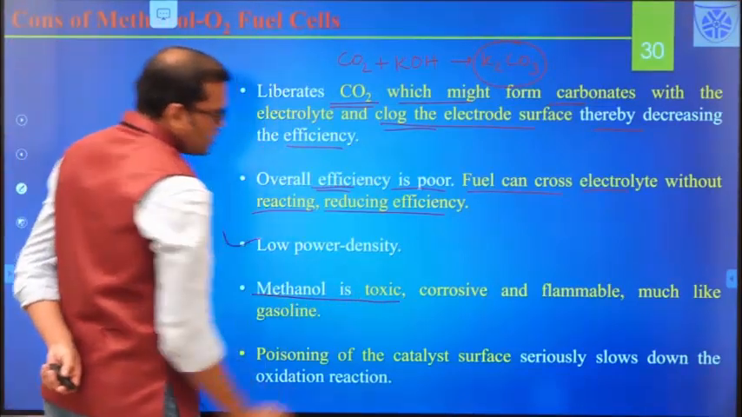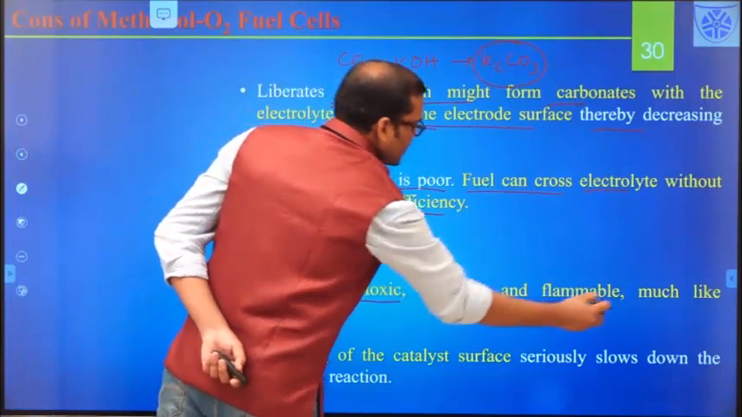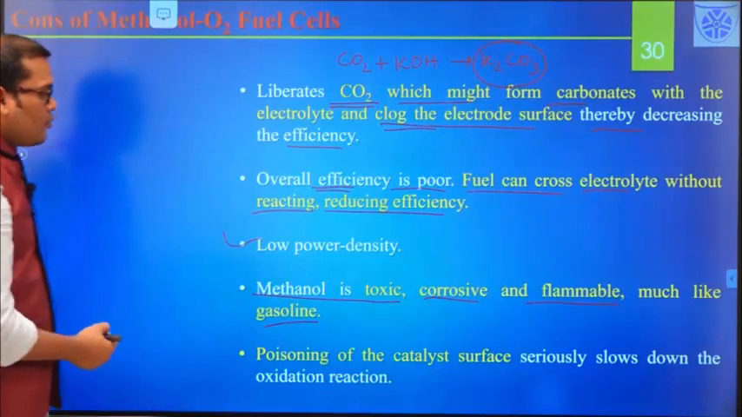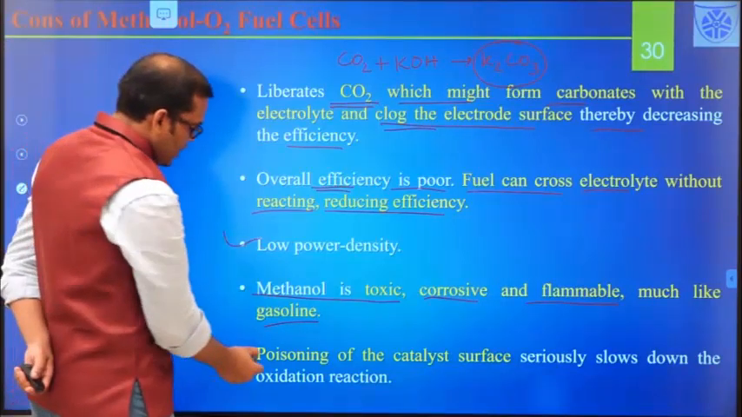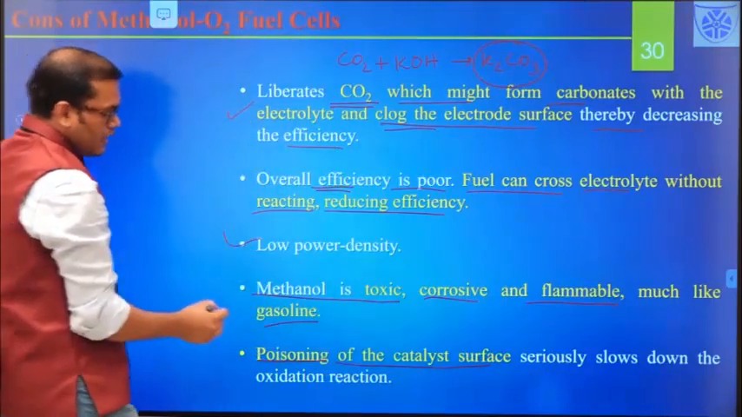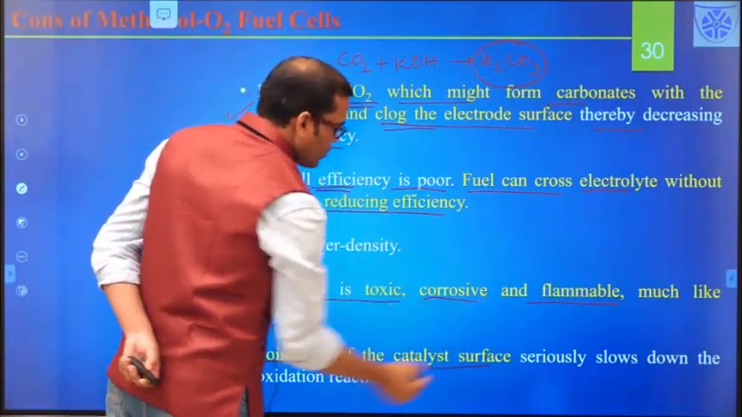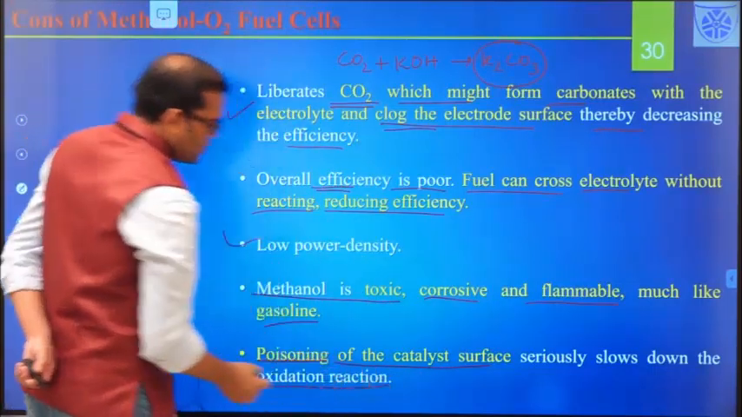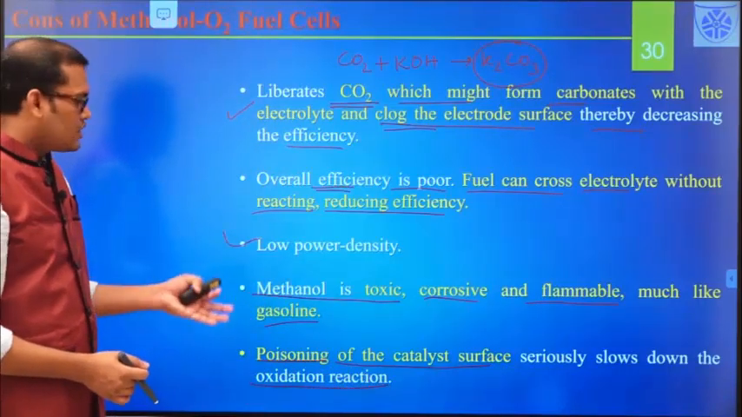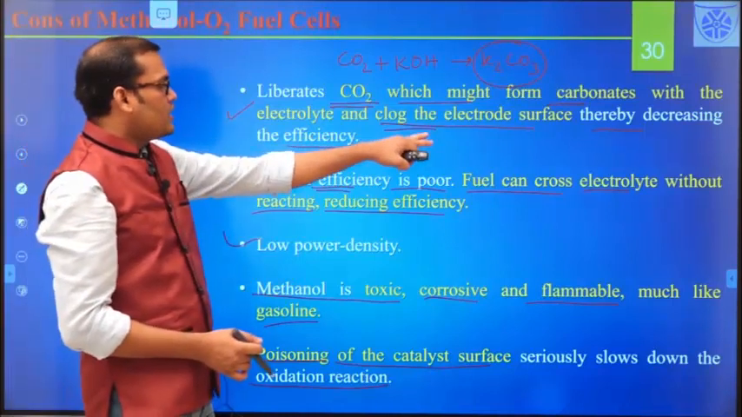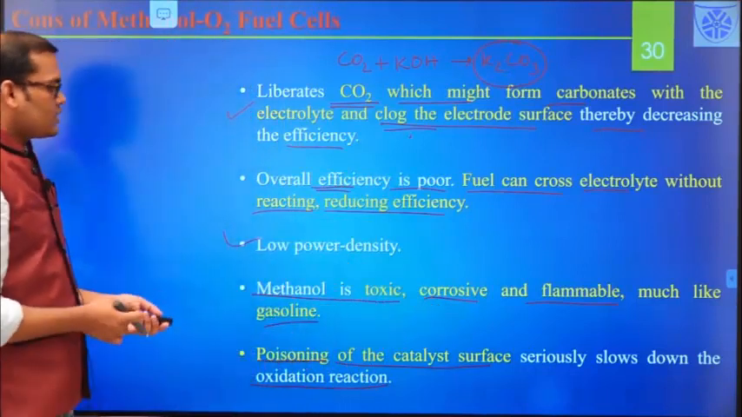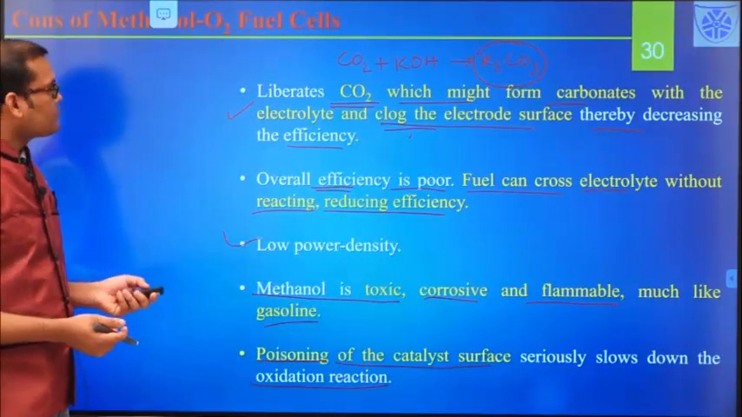Methanol is also somewhat toxic and corrosive, and it is very flammable, much like gasoline. So that is one of the disadvantages: you have to carefully monitor and maintain the system. Also, it poisons the catalyst surface, and this poisoning seriously slows down the oxidation reaction. The methanol you are using as a fuel is purged through the anode, where oxidation is working. By this process, it poisons the catalyst surface, by which the efficiency of your oxidation reaction will decrease, right.